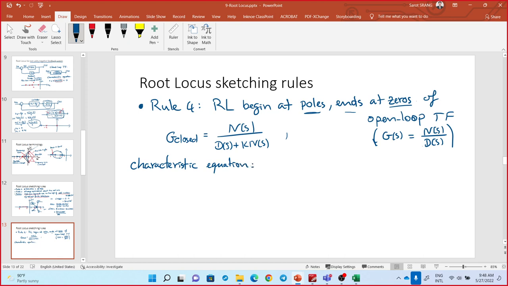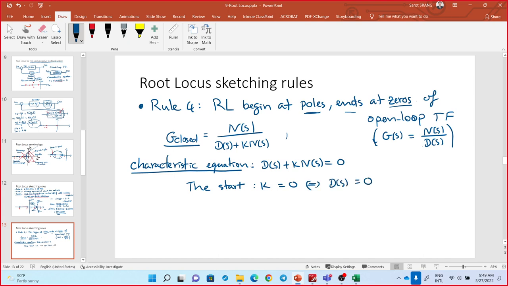Again, the root locus means the roots of the closed loop, the poles of the closed loop, which come from the characteristic equation itself, D of S plus K N of S equal to zero. So we can see where the poles start. The start means K equals zero, the starting point. Then we have D of S equal to zero. This means if K equals zero, the poles of the closed loop are the same as the poles of the open loop, because D of S equal to zero means the poles of the open loop.